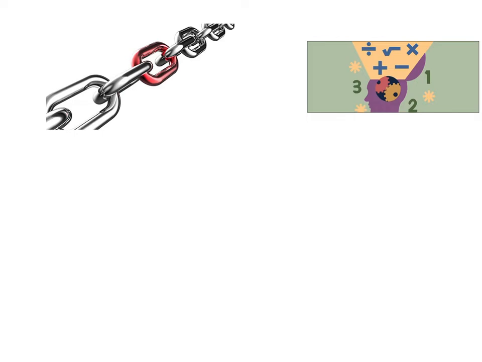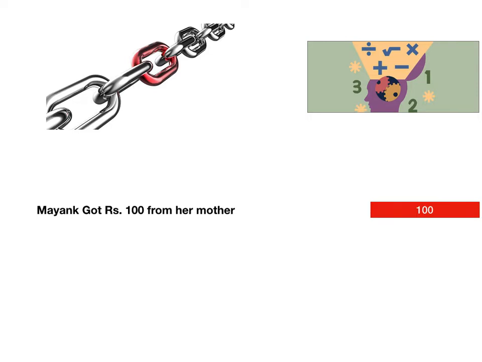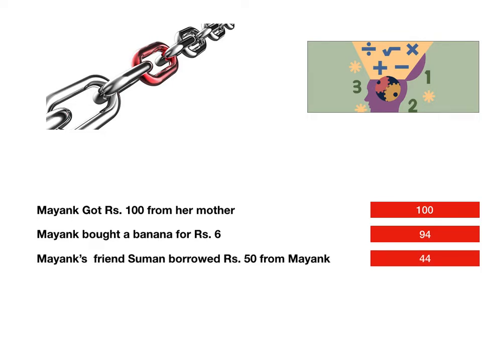Let's say there's a guy called Mayank. He got rupees 100 from his mother and he bought a banana for rupees 6, which left 94 rupees with him. Then one of his friends, Suman, borrowed rupees 50 from him, and that left 44 rupees with him.